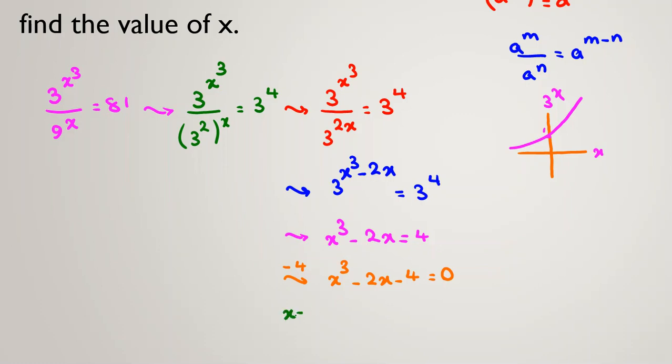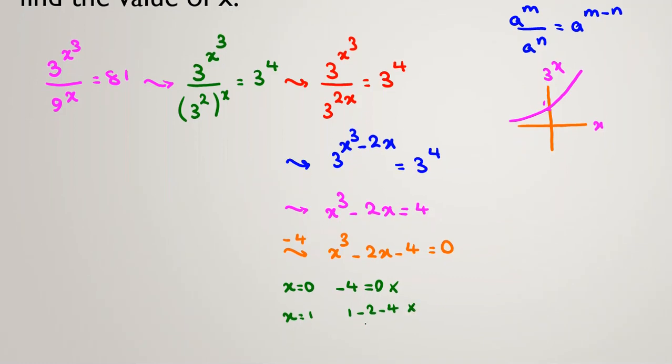Okay, x equals 0 doesn't work because it will be 0 minus 4, which is not 0. x equals 1: 1 minus 2 minus 4 is not 0. If you consider negative 1, negative 1 cubed is negative 1, plus 2, minus 4. Again, doesn't work. x equals 2: 2 cubed is 8, minus 4, equals 0. Okay, great. x equals 2 works. When x equals 2 works, it is a root. So one important idea, you can factor out x minus 2.